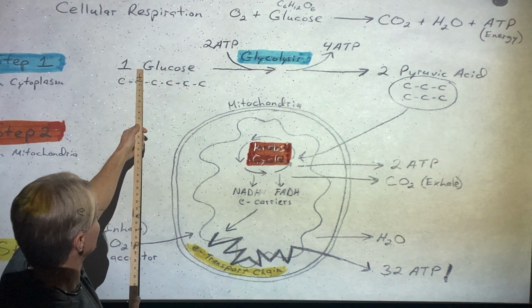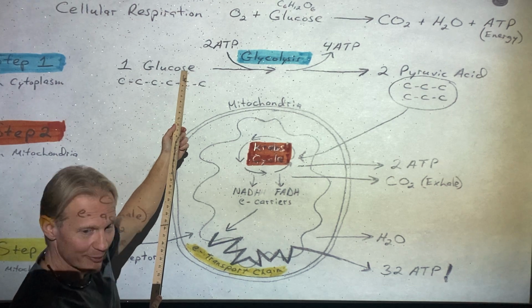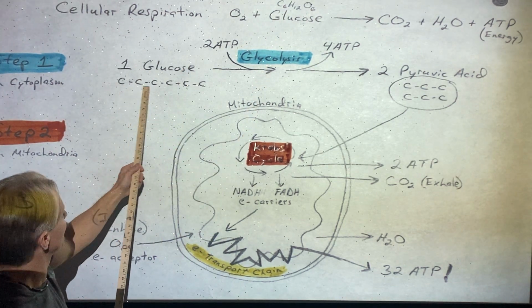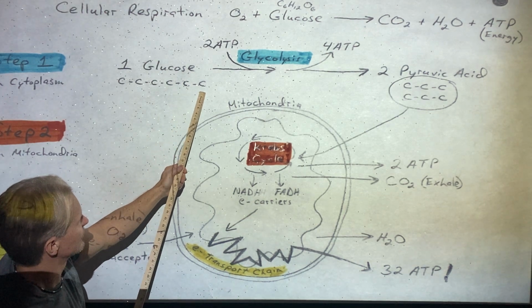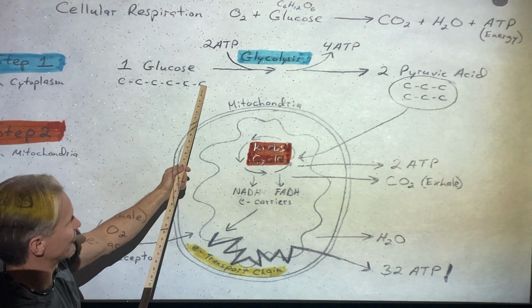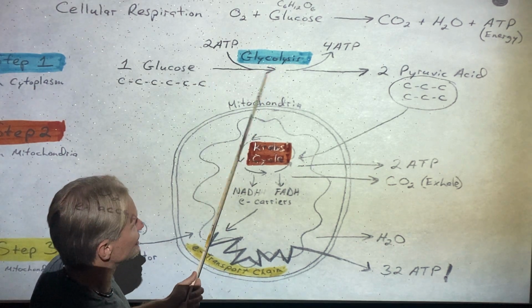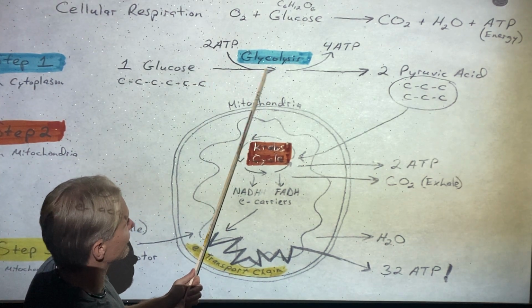So, real brief, and this is super duper shrunk down here. We take a sugar, 1 glucose. How many carbons are in a glucose? 6. 1, 2, 3, 4, 5, 6. Okay, we need to break this in half. So, to get some energy, we've got to burn some. We've got to burn some to earn some.